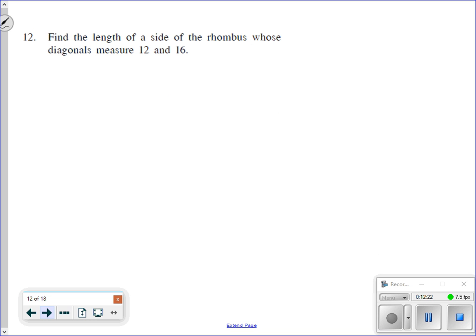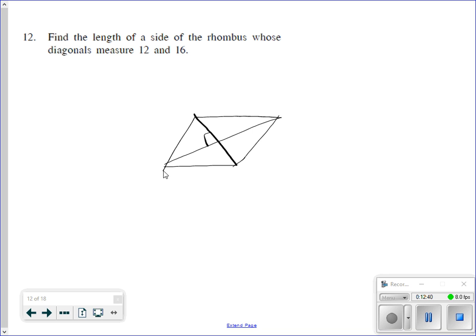12. Find the lengths of the sides of a rhombus whose diagonals measure 12 and 16. So if we draw a rhombus, looks like that. Then we have our diagonals. The key to this problem is we know the diagonals in a rhombus are perpendicular. We're searching for one of the sides. It does not matter which side we find, they're all the same.